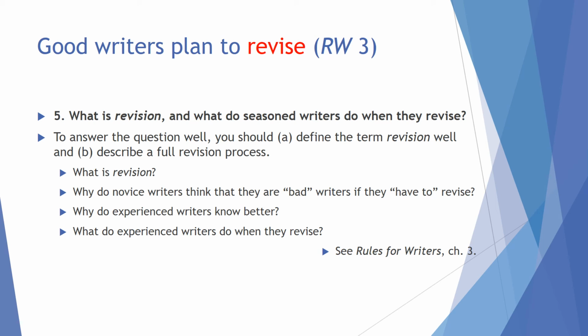Well, consider how novice or inexperienced writers view revision, and then contrast that view with how experienced writers view revision and plan to revise. What do seasoned writers do when they revise? Well, when revising, a writer thinks globally about the quality of the argument, arrangement, and the needs of target readers. There are two types of revision. Global revision concerns the improvement of the argument, and local revision concerns styling paragraphs and sentences effectively. You can look at Rules for Writers, Chapter 3, about the revision process.